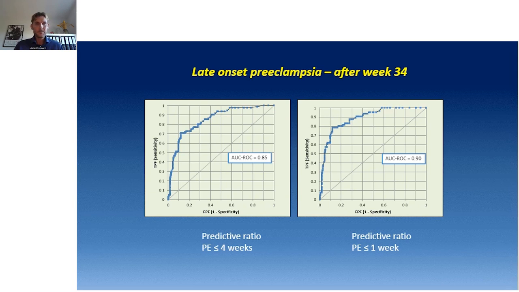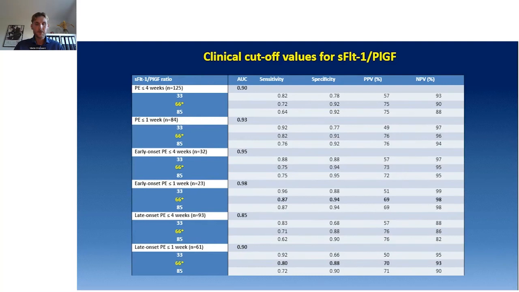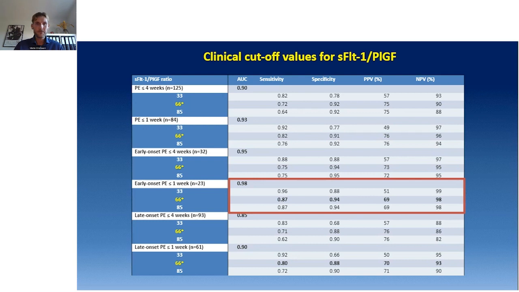Next, we derived the single optimal threshold for all PE, which was a ratio of 66. And then we compared the performance to the previously proposed cutoffs for the Roche Elecsys assay, with a high sensitivity cutoff of 33 and a high specificity cutoff of 85. As we see, a single cutoff of 66 provides a trade-off of sensitivity and specificity, but with a minor loss in the negative predictive value and almost optimal positive predictive value seen in both early onset and late onset preeclampsia.